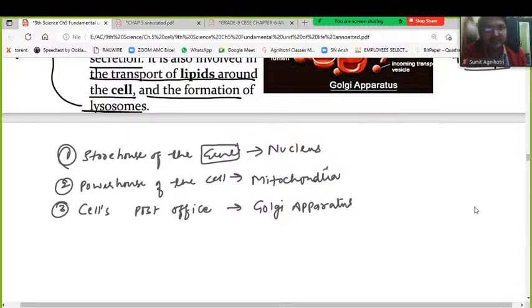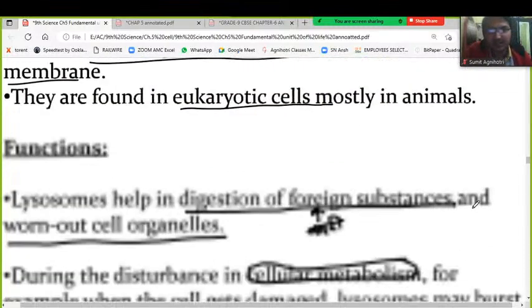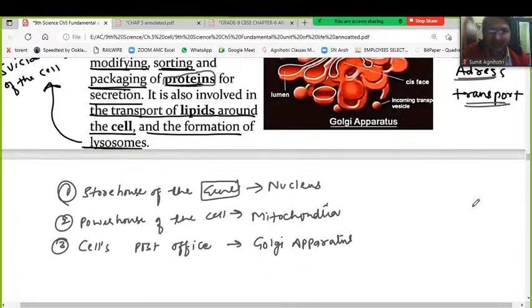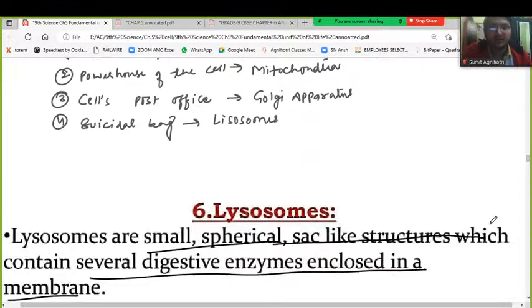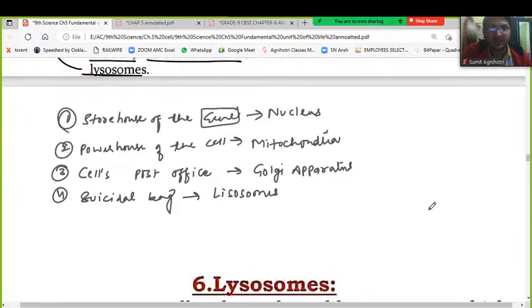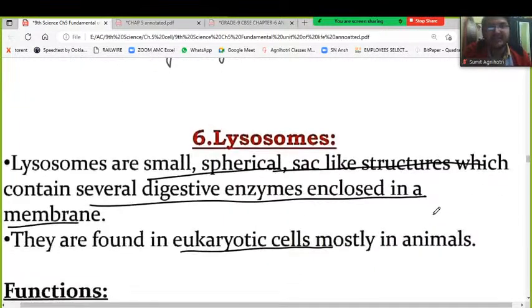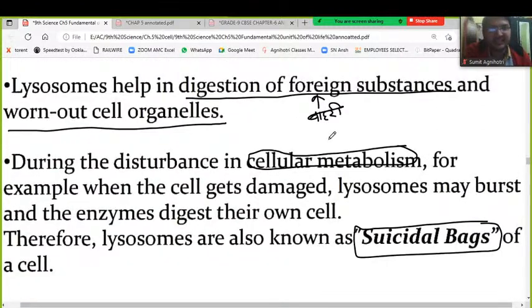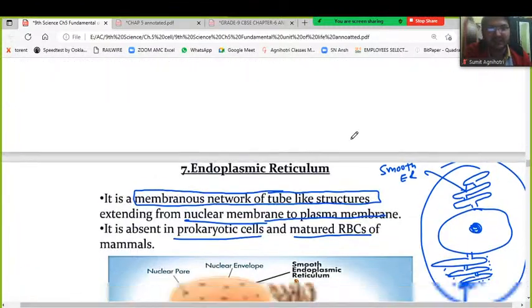I'm presenting them all together so that you can remember. Lysosome is the suicidal bag of the cell, or simply you call it the suicidal bag. Lysosomes digest the foreign substance, suicidal bags of the cell.